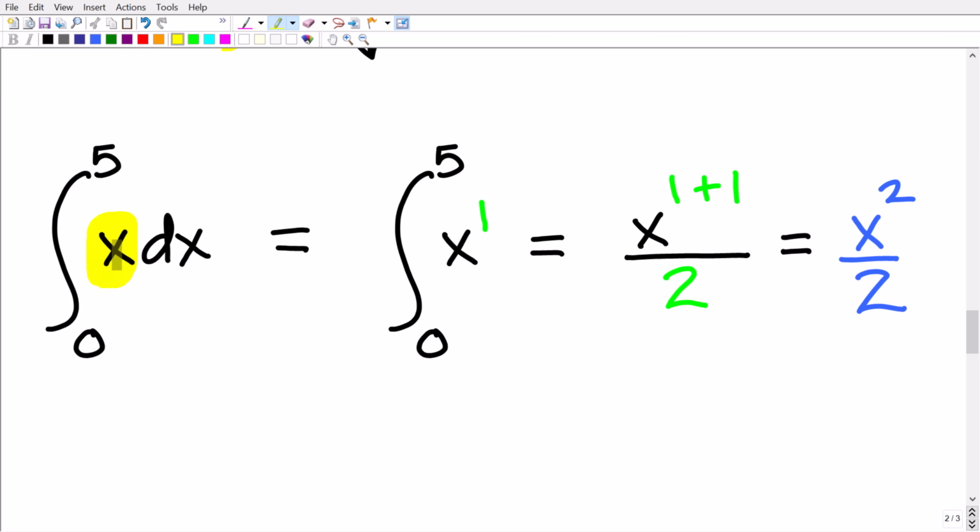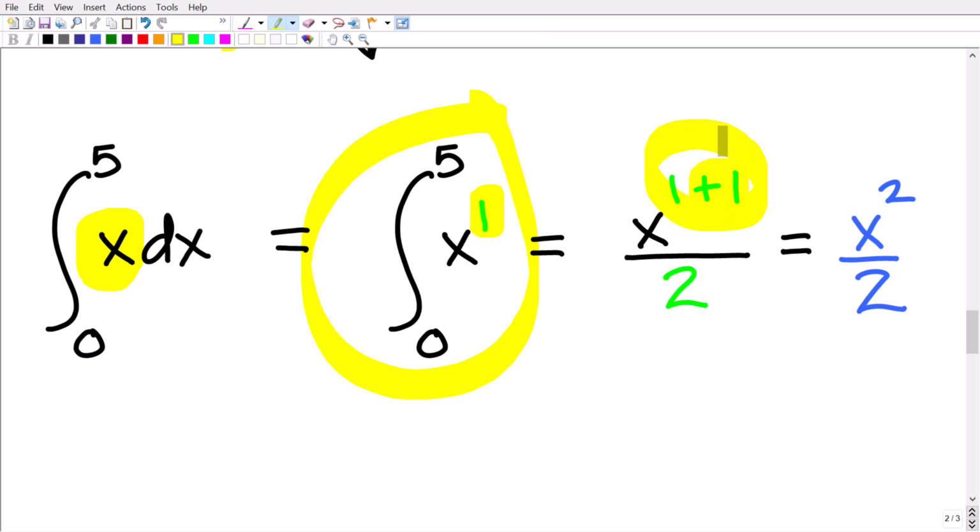Okay, so what we want to do is focus in on this x. So we're trying to integrate 0 to 5 of x, or x to the first power. So this x is really x to the first power, and we need to pay attention to the exponent, which is 1. So the rule to integrate this is to add 1 to our power. So we have 1, we're going to add 1 to it. Now what is the answer? Well, it's going to be 1 plus 1, right? So when we have our exponent and add 1, we get a 2. All right, so whatever the answer is, we're going to divide by the answer.